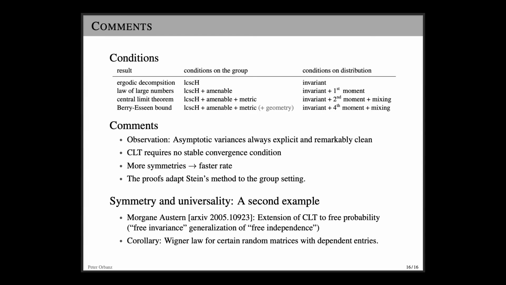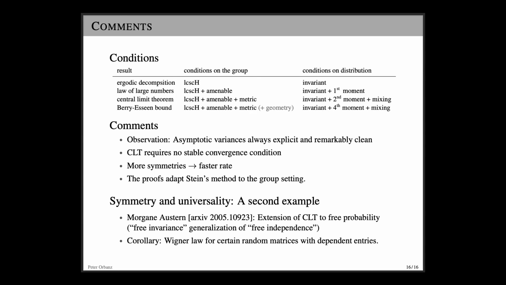And then for conditions on the distribution: for the ergodic decomposition, you just need invariance of the distributions. For the law of large numbers, you need a first moment. Okay, you're estimating an expectation, right? For the central limit theorem, you need invariance, the second moment, and this mixing condition. And then for the Berry-Esseen bound, you need four moments and the mixing condition. Let me just finish with this part here.